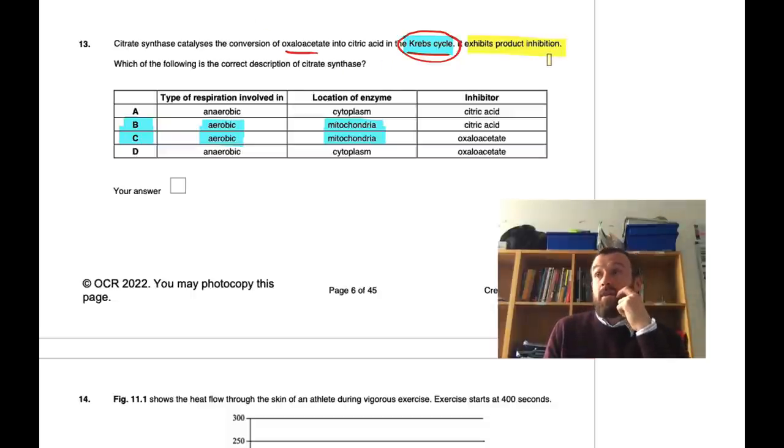So this is combining knowledge about respiration with knowledge you looked at about enzymes in module 2. End product inhibition is where the product of an enzyme reaction slows it down. The product here is citric acid, because oxaloacetate is converted into citric acid. So this is the answer here. The answer is B.